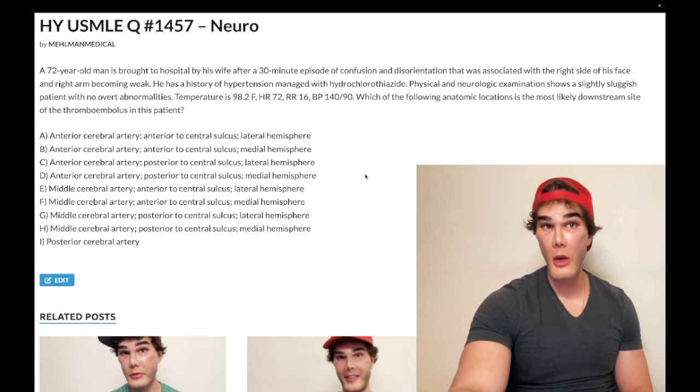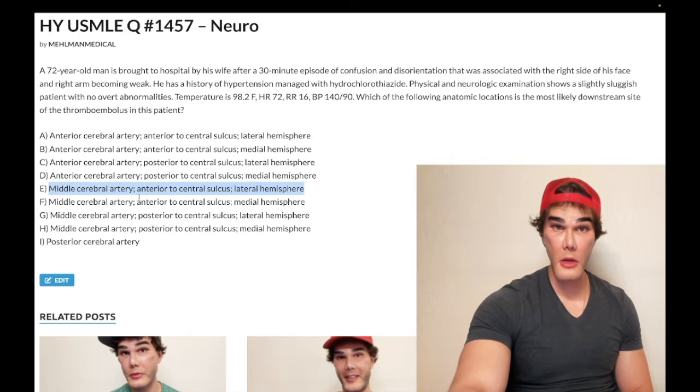And are we going to be medial or lateral hemisphere? Medial hemisphere. So if you had sensory abnormalities in the left leg, you would have the medial hemisphere on the right side, anterior cerebral artery, posterior to the central sulcus. Choice E, correct answer.